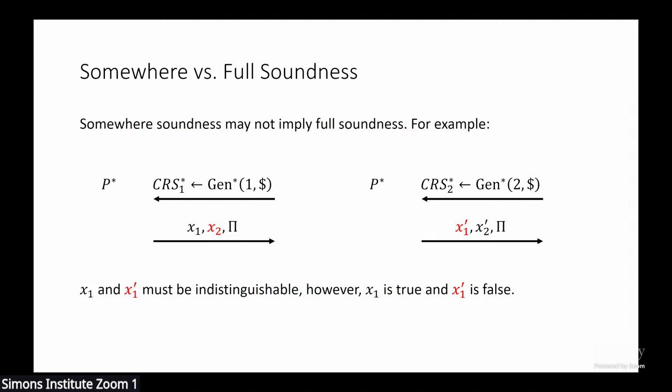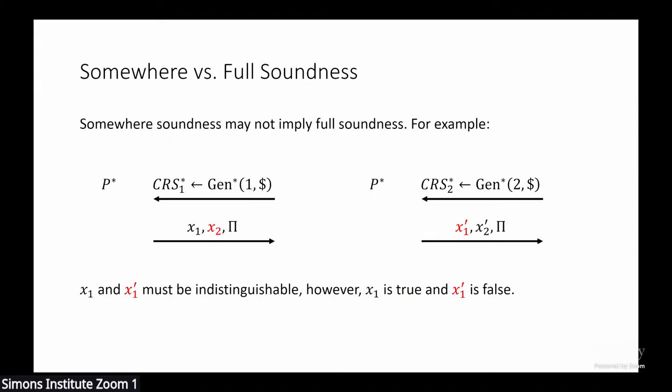In this example, the adversary is kind of mauling the CRS. It doesn't know what's programmed inside the CRS, but it picks its statement somehow dependent on the CRS in a way that it matches. And the adversary itself does not know which one of the statements that it chose is true and which one is false. It's a mauling attack. This is why somewhere soundness seems weaker than full soundness. And we're going to see how to use it to prove the correctness of our protocol for deterministic computations.